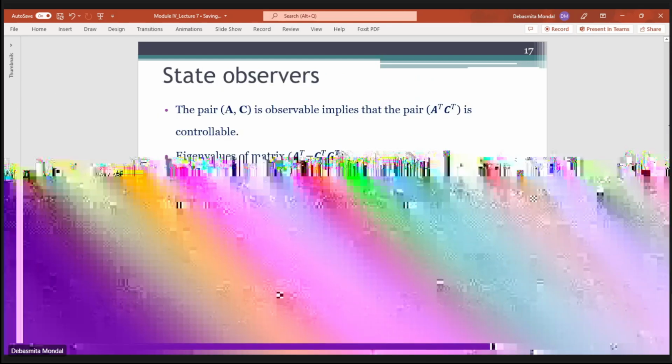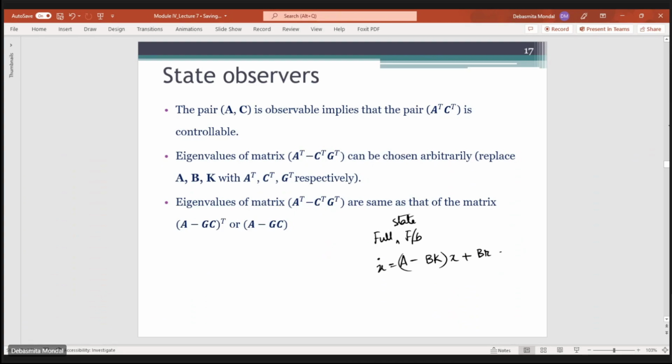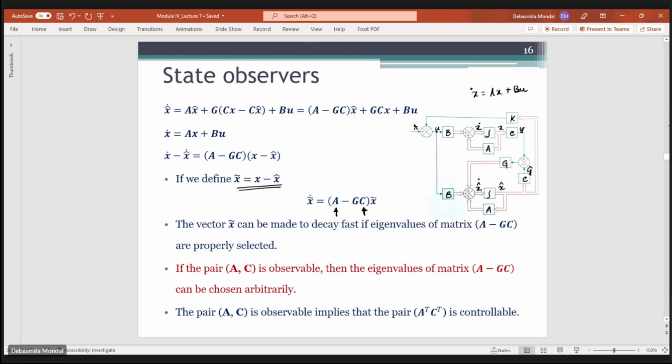If you replace these values, and the system is completely observable, then you can find the eigenvalues of the matrix A transpose minus C transpose G transpose. These eigenvalues will be the same as those of the matrix (A minus GC) transpose, or similar to the matrix A minus GC, and A minus GC is nothing but this form.